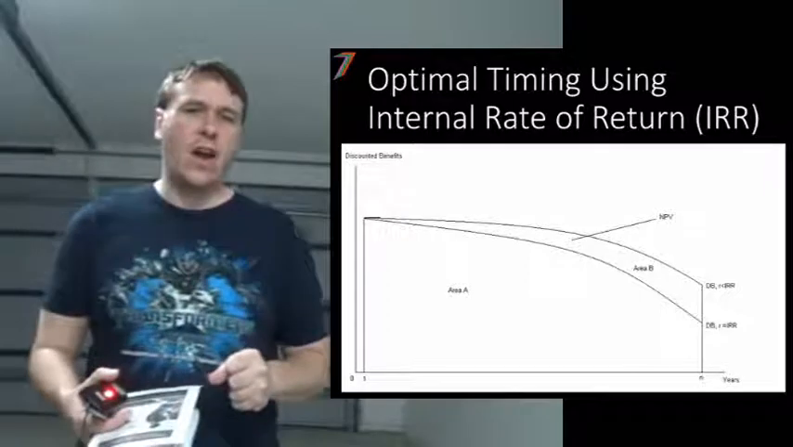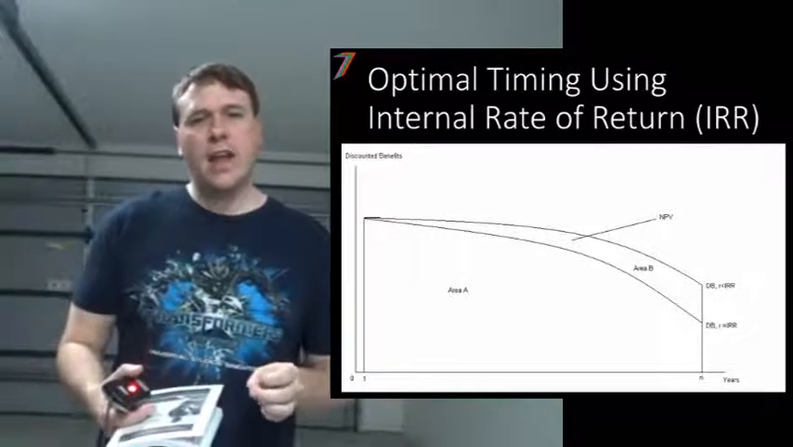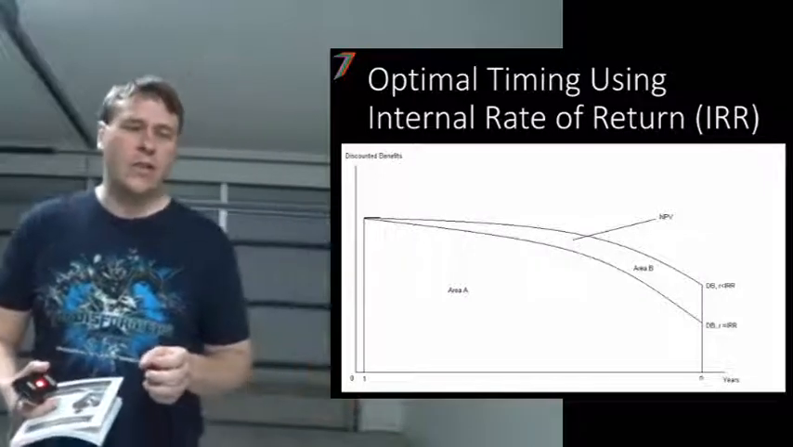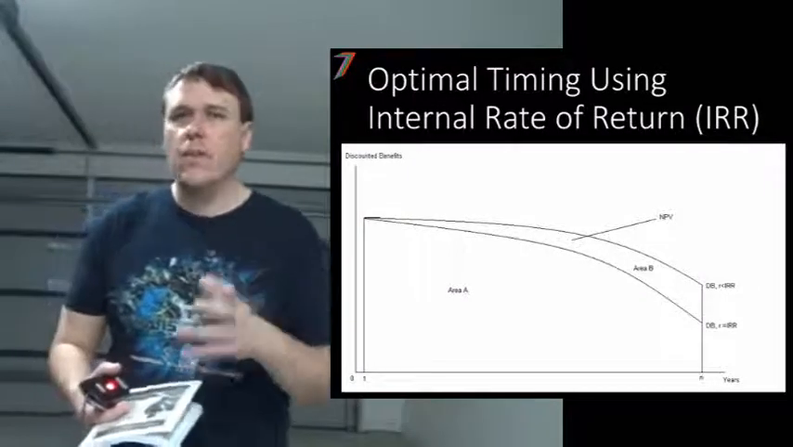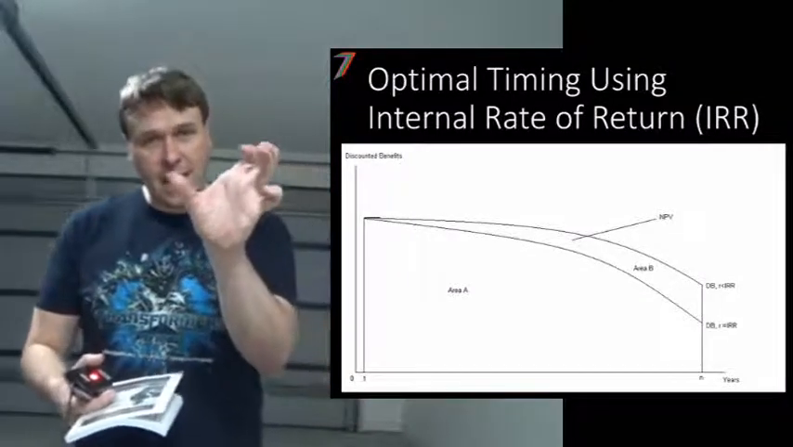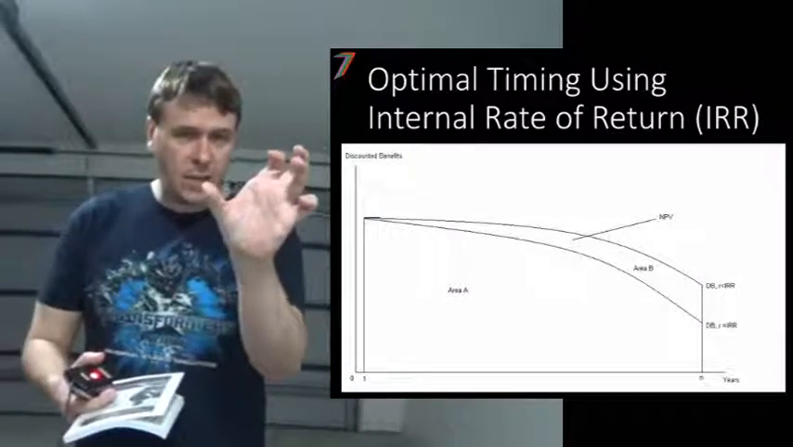As you can see from this graph here, you compare your discount rate with your internal rate of return. The internal rate of return is where your net present value is 0. And you can see area B, that's where your benefits are actually coming from.